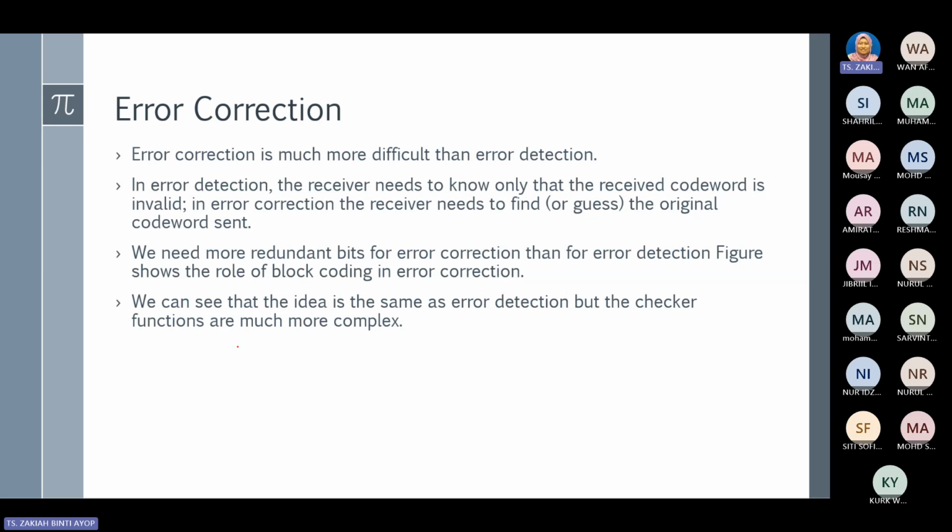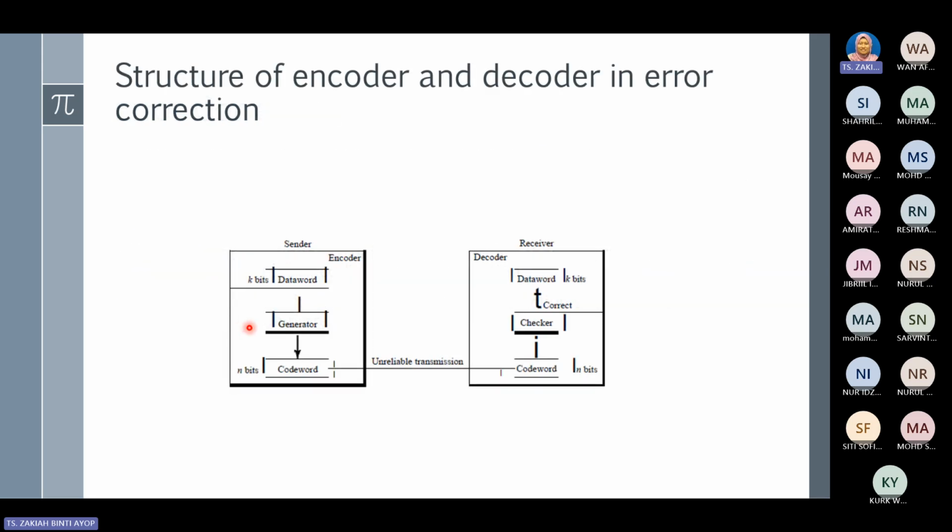The next part would be error correction. Error correction is much more difficult than error detection. In error detection, the receiver needs to know only that the received code word is invalid. But in error correction, the receiver needs to find or guess the original code sent. We need more redundant bits for error correction than for error detection. The figure shows the role of block coding in error correction. The idea is the same as error detection, but the checker functions are much more complex.